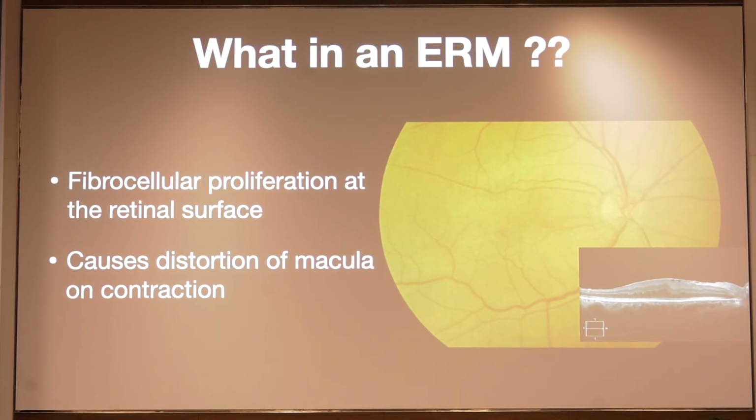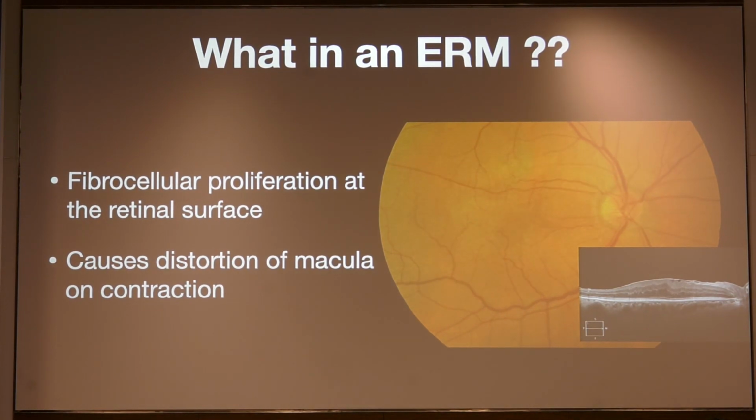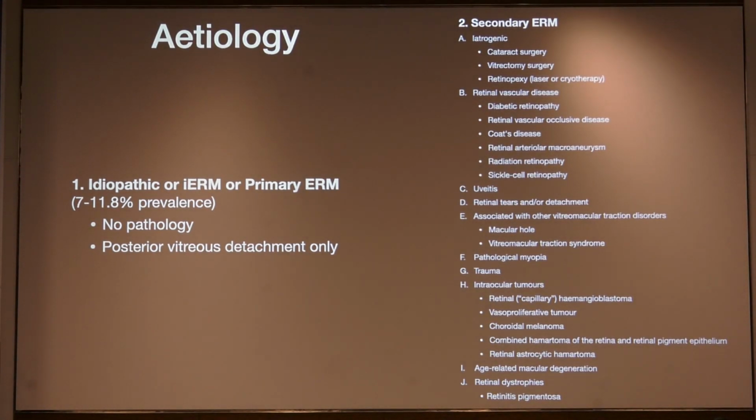So basically, what is an epiretinal membrane? It's a fibrocellular proliferation at the retinal surface. It causes distortion of the macula on contraction. There are many causes, but the most common one is idiopathic with a 7 to 12% prevalence. Other causes can be iatrogenic, which is cataract or vitrectomy surgery or even laser or cryo, retinal vascular diseases, uveitis, retinal tears, associated with VMT, pathological myopia, trauma, tumors, ARMD, and even retinal dystrophies.